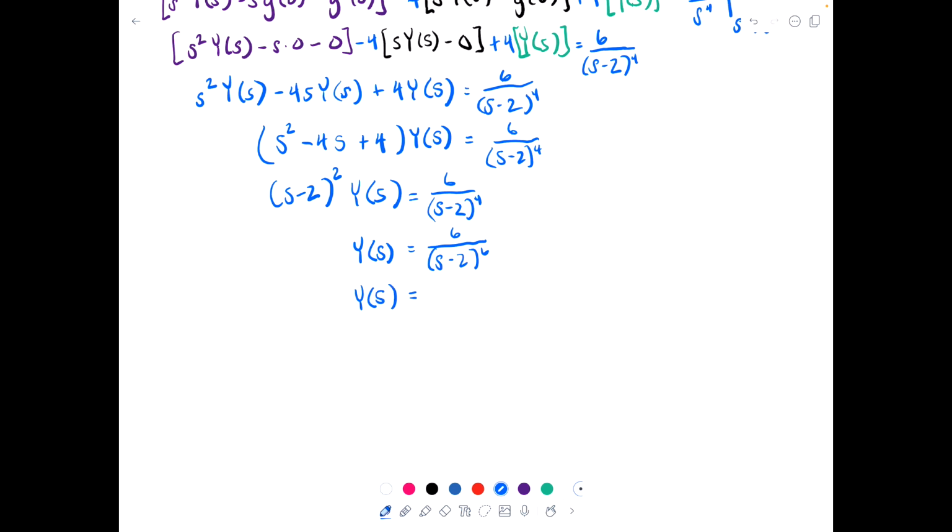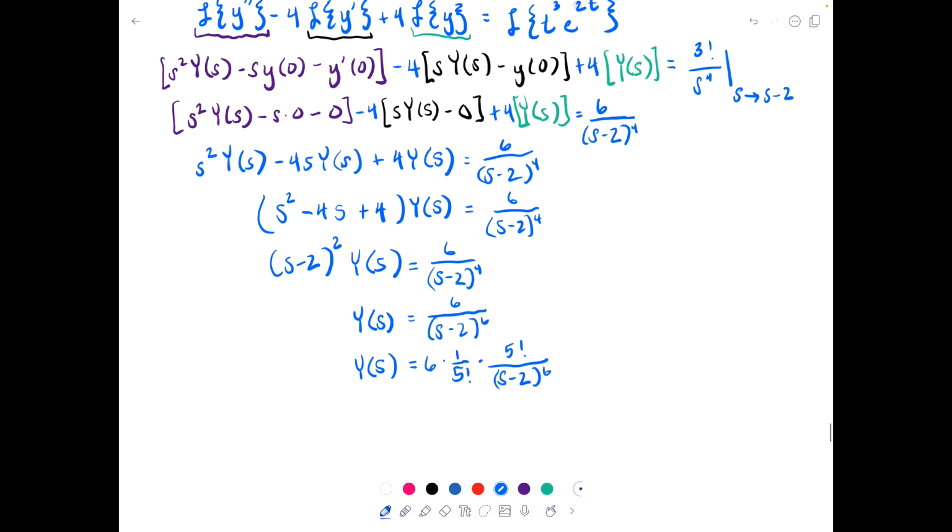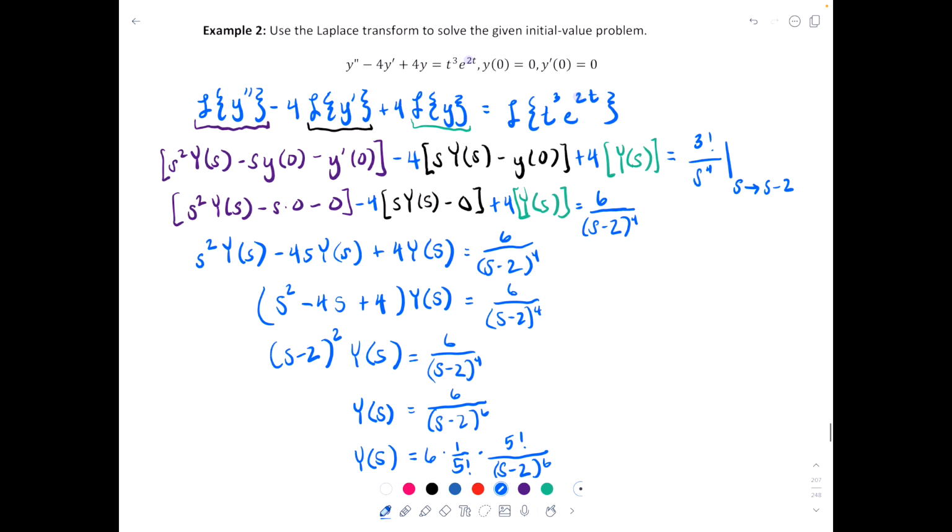All right, now working with this portion, y at s is equal to, if I take a 6 out, and then I multiply by 1 over 5 factorial times 5 factorial, so it fits one of our formulas, over s minus 2 to the 6. It's the same way that we got this portion up here.